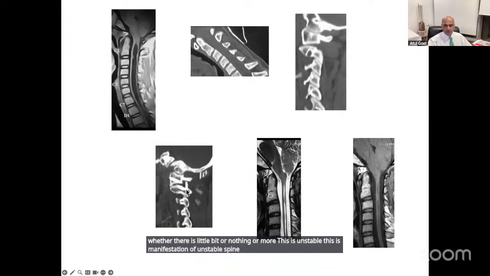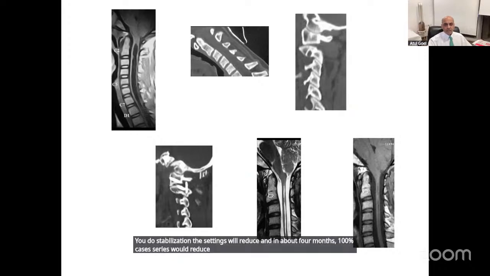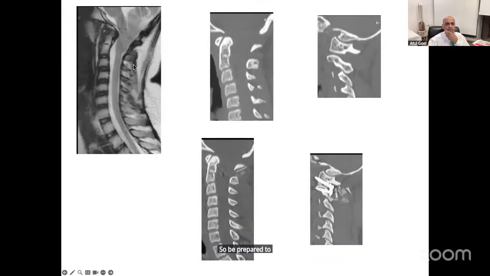You do stabilization, the syrinx will reduce, and in about 4 months, 100% cases syrinx will reduce. In 10 days, at least 20% of patients, the syringomyelia will reduce. So be prepared to now see many cases.